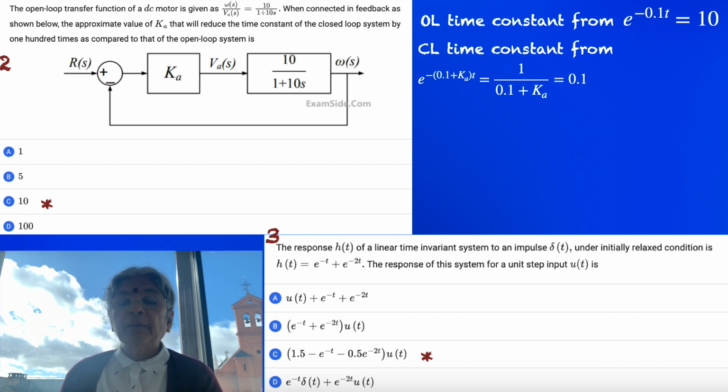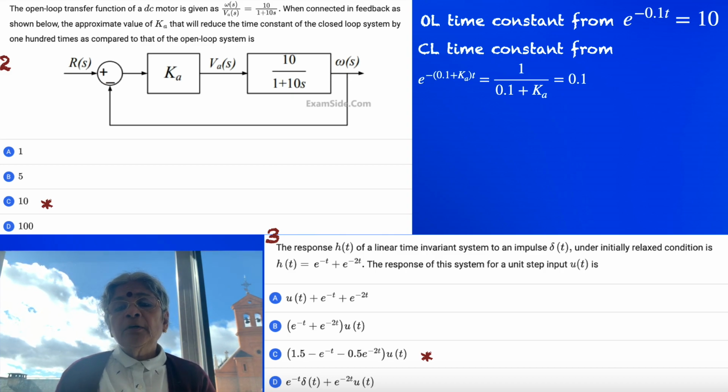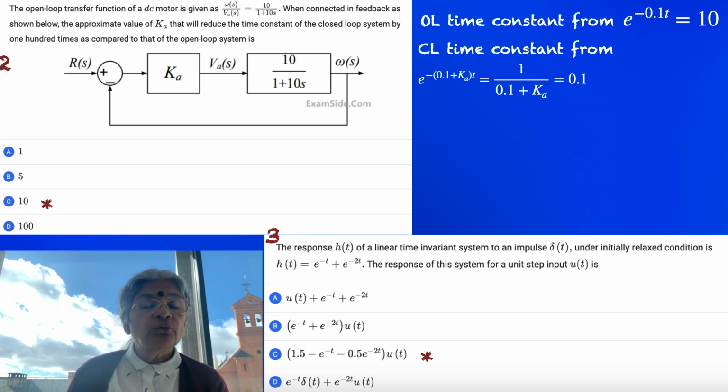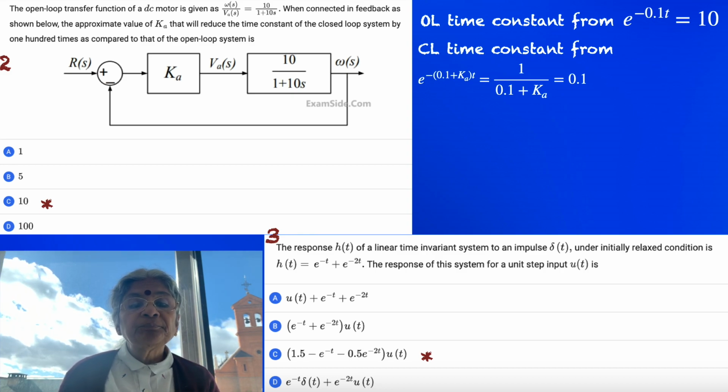So you equate 1 by (0.1 plus Ka) is equal to 0.1. So now we have Ka plus 0.1 is equal to 10, or Ka is equal to 10 minus 0.1, or 9.9. Amongst the different answers given, we see that C is the only one which is very near to 9.9, so that's equal to 10.